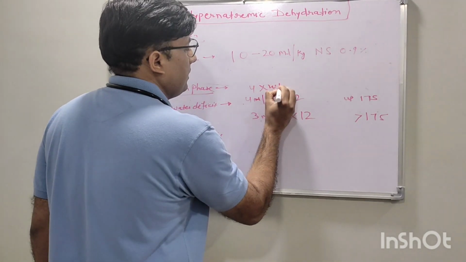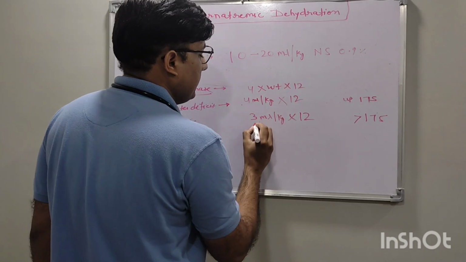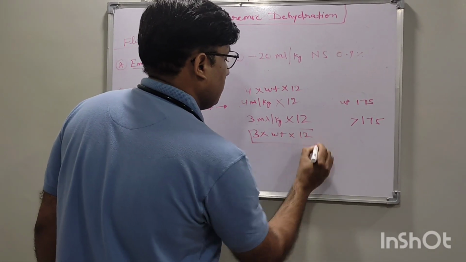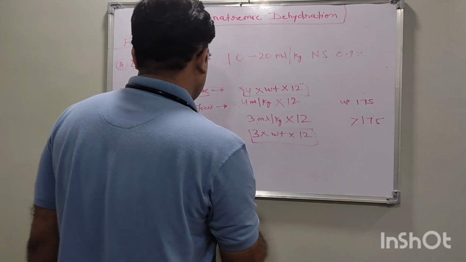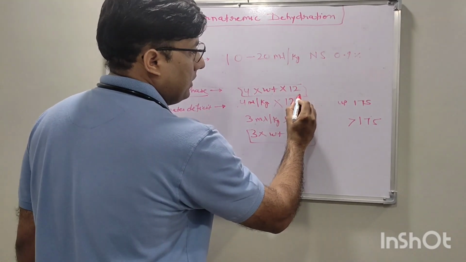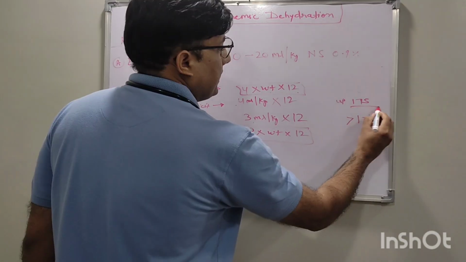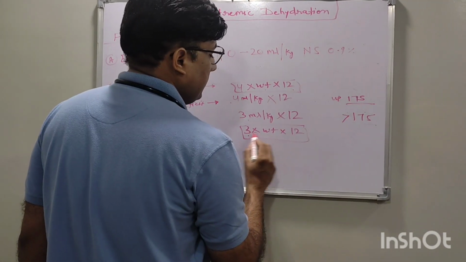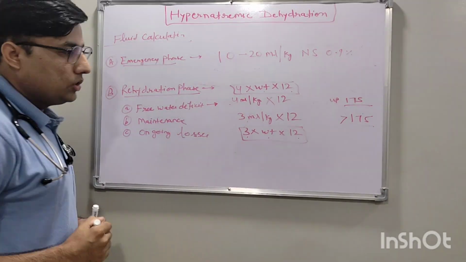4 into weight into 12, and here 3 into weight into 12. This is the formula for calculation of the free water deficit. 4 into weight into 12 for 24 hours, if it is up to 175 sodium level. If it is more than 175, then 3 into weight into 12.